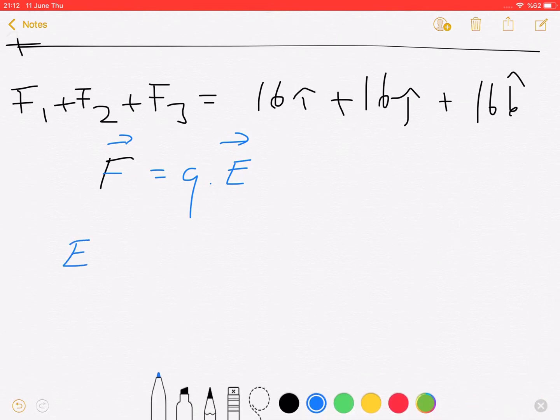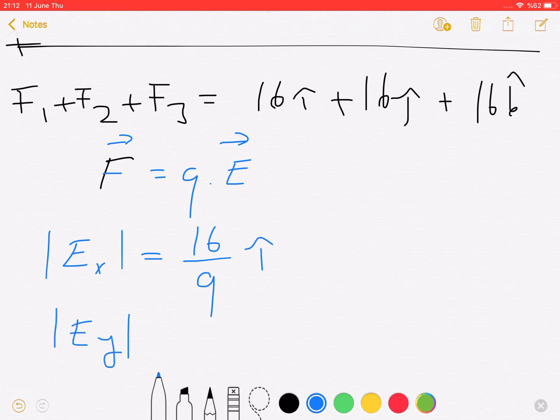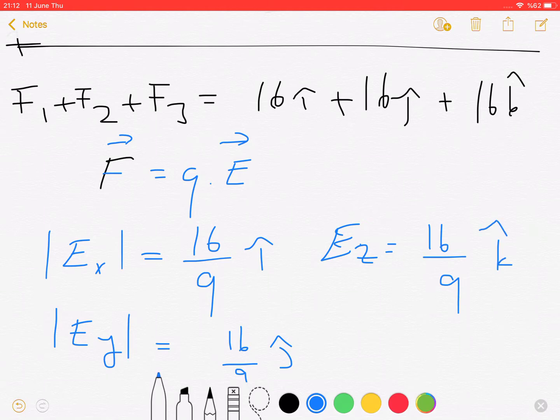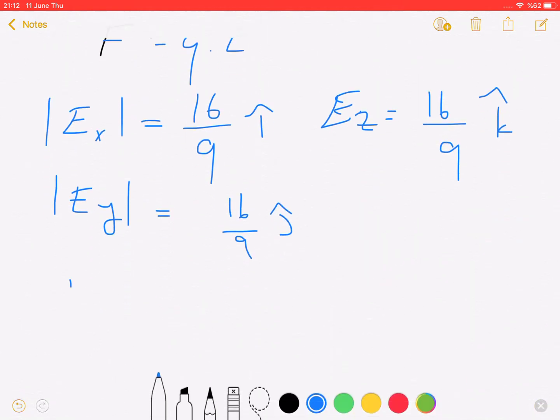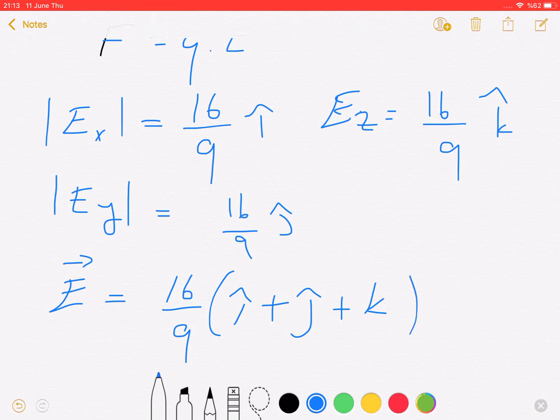Magnitude of E in x direction is 16 divided by Q I hat, in y direction 16 divided by Q J hat, and 16 divided by Q K hat. In other words, E equal to 16 over Q parenthesis I hat, J hat, and K hat.